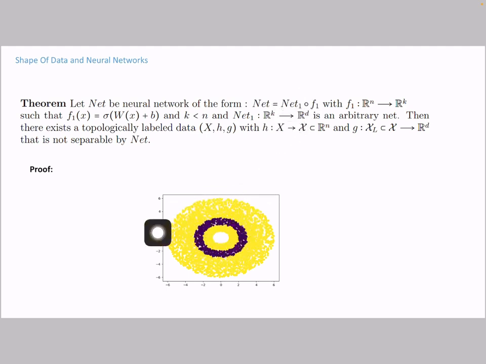You can always construct such data; the proof is really simple. You can pick a data set like this one. Let's say the ambient space is 2. I'm proving it for 2.